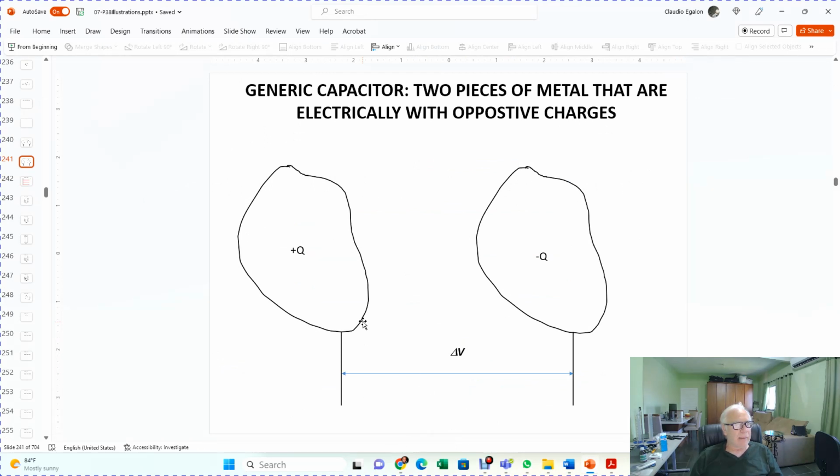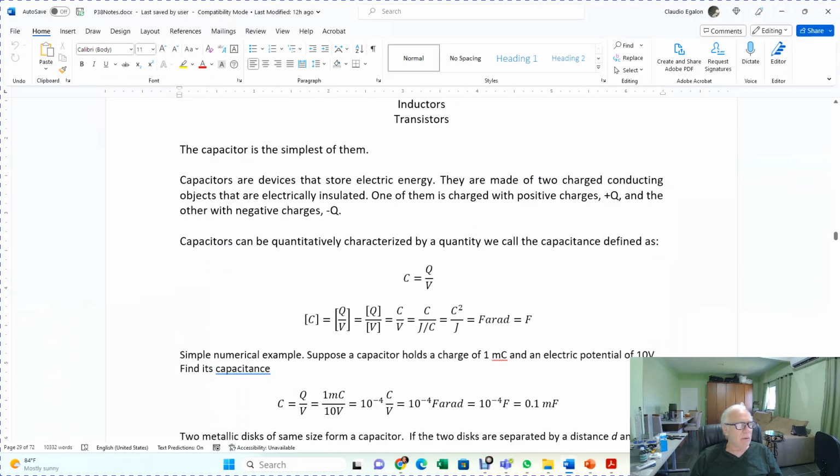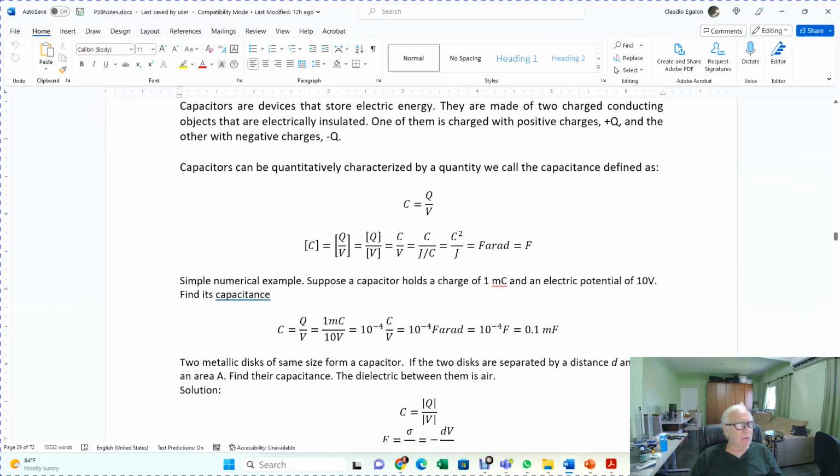Okay, you can get a battery between those two devices, and the battery is going to charge your metal plates, and not only that, it's going to keep them at a given electric potential difference. Okay, so what would be the capacitance of this device? Okay, 10 to the minus 4 farad, or 0.1 millifarad.